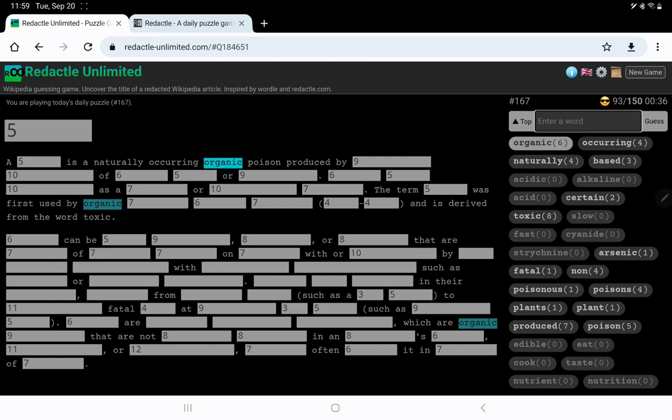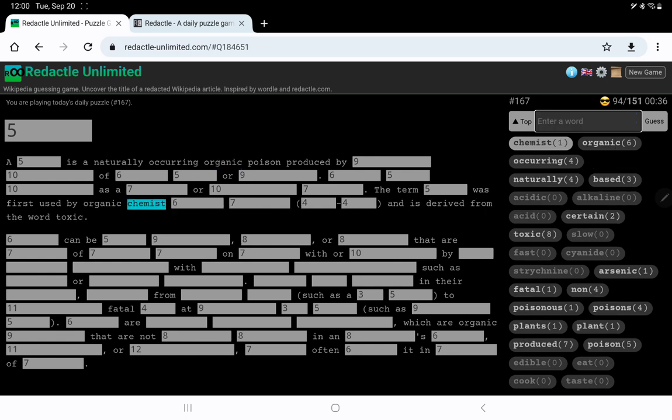Produced by... Yeah, I'm not sure what the 9-10 is. Is it something like oxidation or photosynthesis or 6, 5, 10 as a 7 or 10, 7. So 10 maybe is a verb, like it occurs or it's. Was first used by organic chemist. So that was the 7-7. It wasn't English something, it was organic and then chemist.